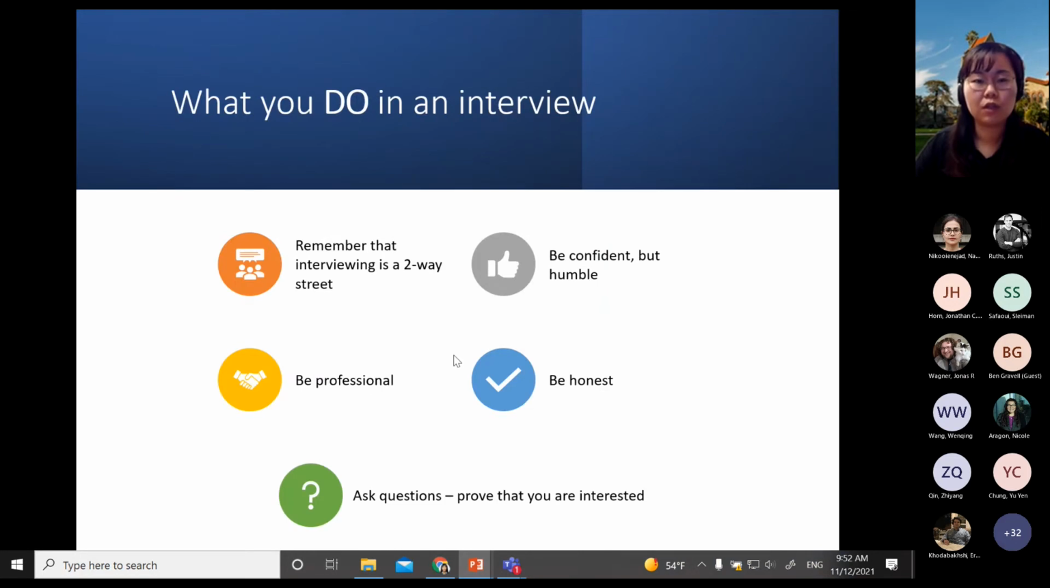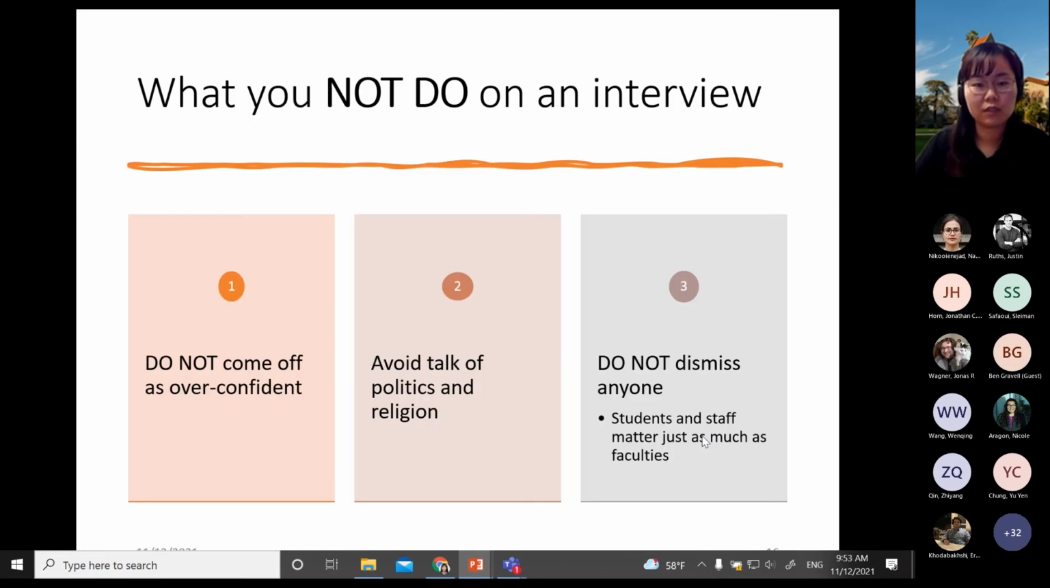So to conclude, what you would do in an interview is remember, an interview is a two-way street. They are interviewing you and you also want to know whether it's a good fit for you. Be confident but humble. Don't be overconfident. Be professional, so act professional, talk professional, and be honest. If you don't know, just say, sorry, I don't have the answer at this point, but I will get back to you. And then ask questions, prove that you're interested in this job.